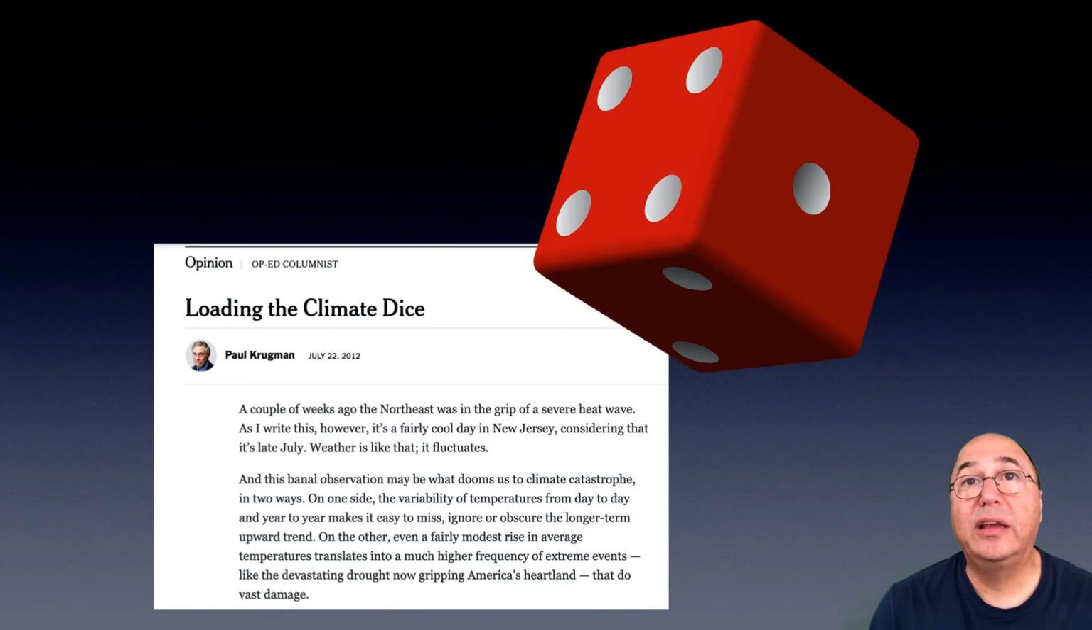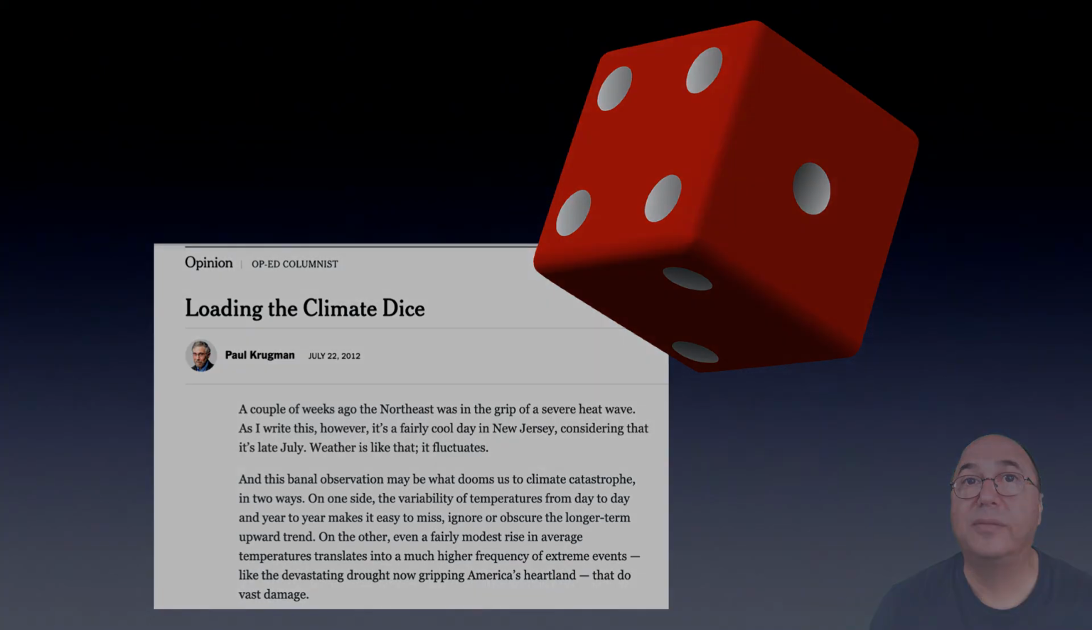We are loading the climate dice. And because climate is the statistics of the weather, this means the weather is also changing. In the next chapter, I'll show you a lot more data demonstrating that the climate dice are indeed changing. And in chapter 7, I'll show you that human activities are responsible for these changes. And now, your moment of climate versus weather.